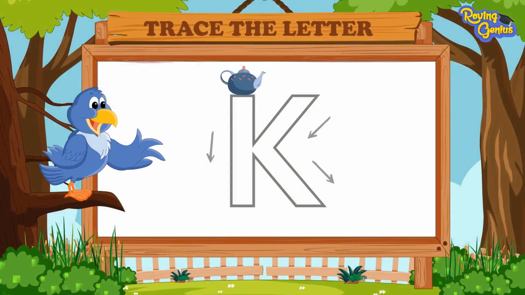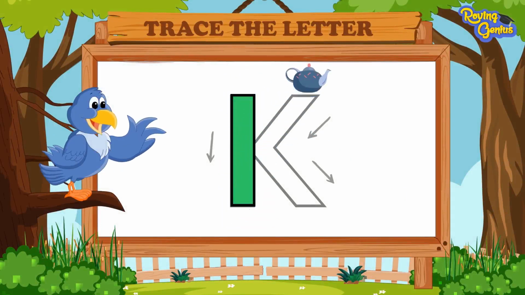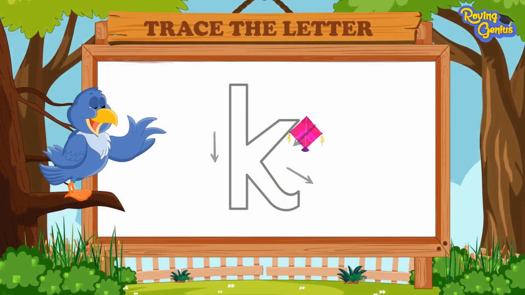K has three lines, as you can see, a tall straight back and a sideways V. Small K has a small straight back, with its two sideways, it's ready to whack.